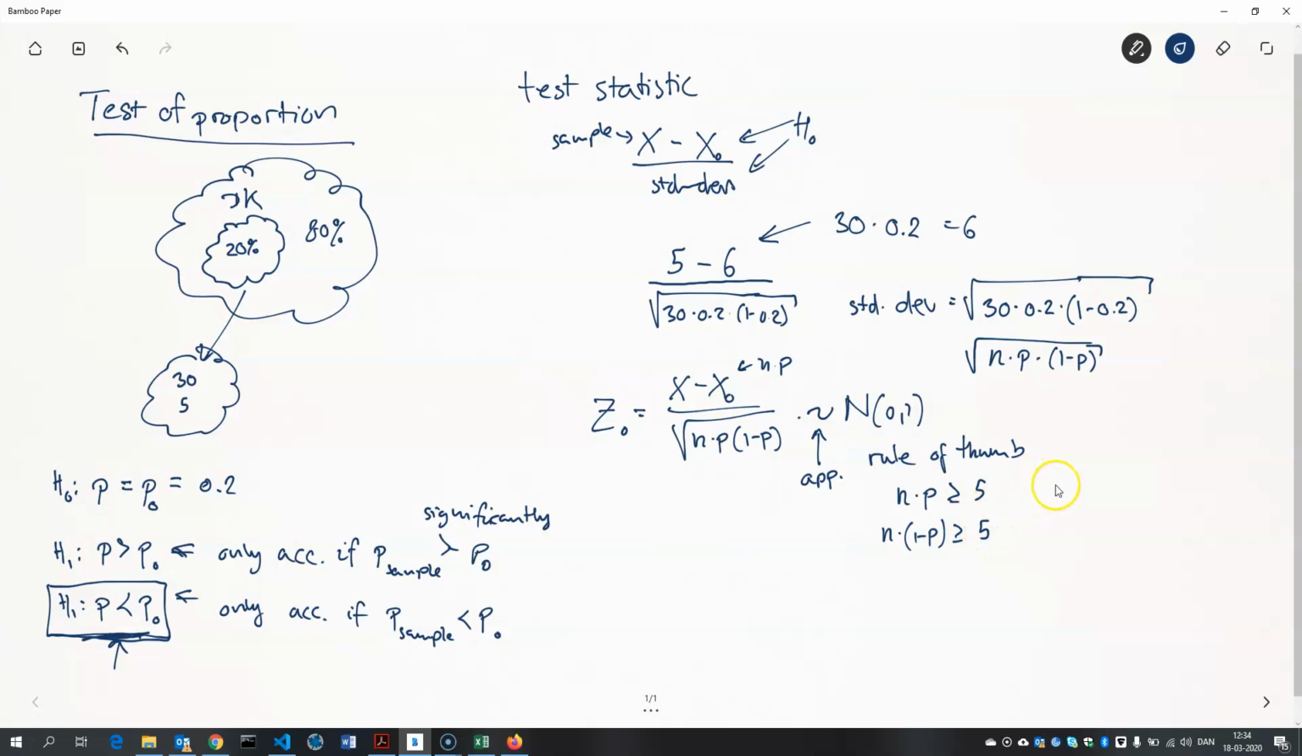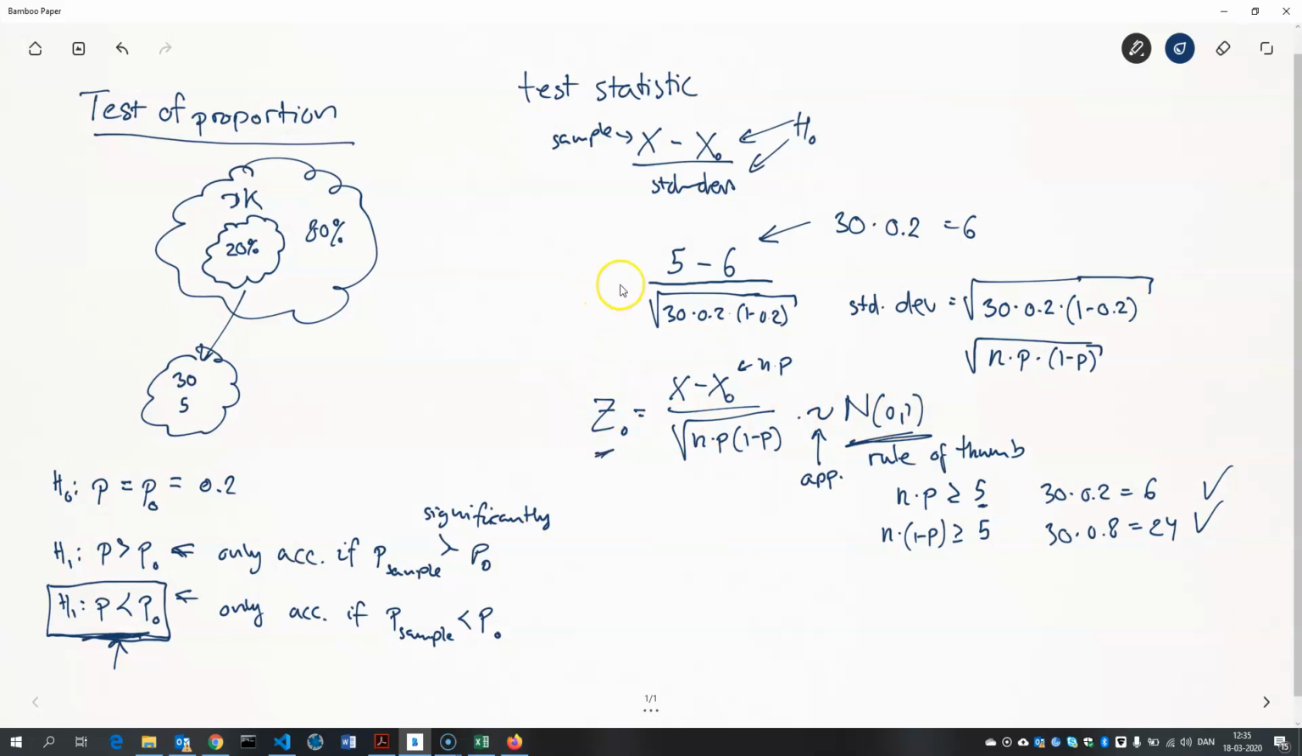In our case, n times p is 30 times 0.2. That's 6, which is greater than 5, so that's all right. And for the other requirement here, we have 30 times 0.8, and that's 24. So both of these requirements are satisfied. So that means it's safe to use this standard normal distribution for this test statistic.